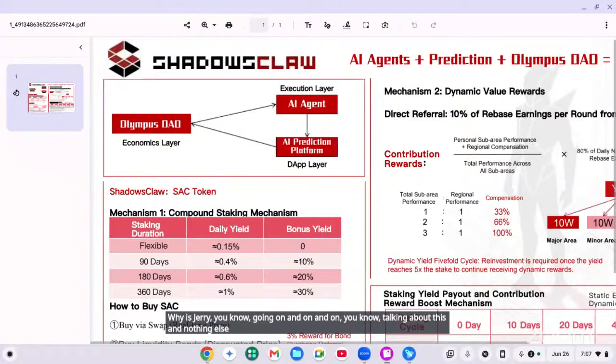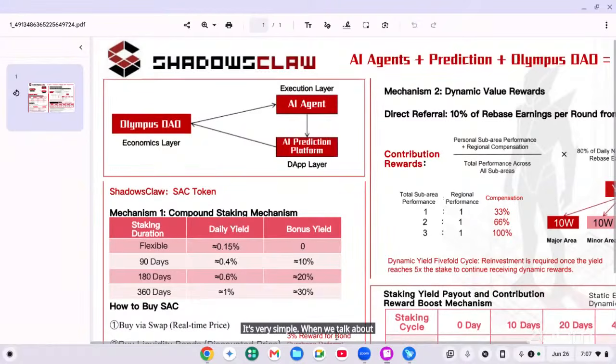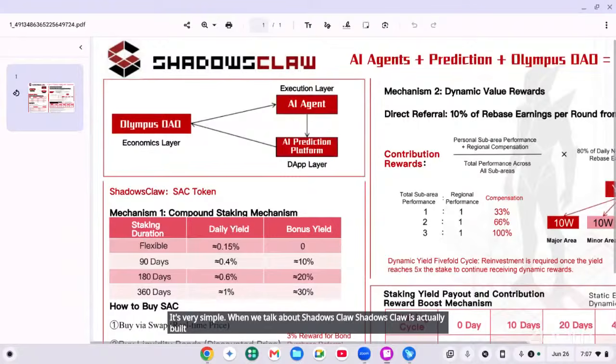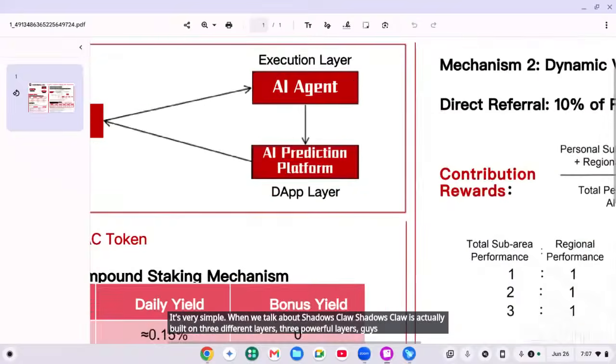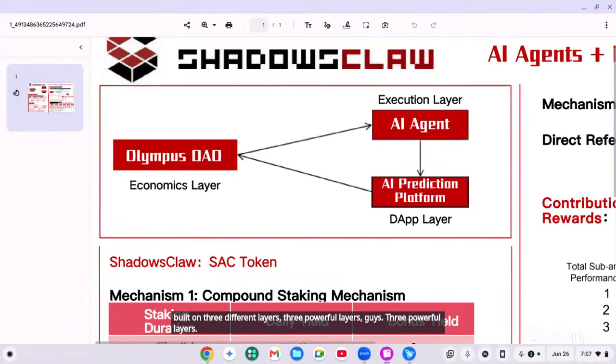It's very simple. Shadow's Claw is actually built on three different layers, three powerful layers, guys. These layers are classified into one, the economic layer, the execution layer, and then the dark layer. Now, all these three layers are strong pillars based on which this whole concept was built. And for that matter, in tonight's conversation, I would like to break each and every one of them down in detail.